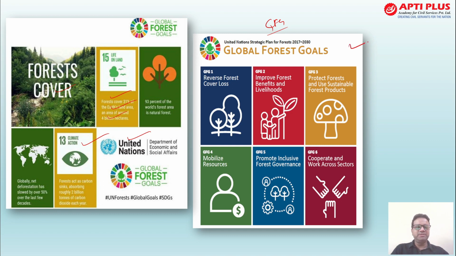Now for mains examination, mains perspective से आपको ये goals याद होने चाहिए so that you can write. The first goal is to reverse the forest cover loss. We need to reverse it with the possible efforts by the government. Second is to improve the forest benefits for livelihood. Third is to protect forests and use sustainable forest produce or products. Fourth is to mobilize the resources. Fifth is to promote inclusive forest governance. This has to be done with a bottom-up approach. हर एक लेवल पे इसे incorporate करने की जरूरत है. And last but not the least is the corporate and work access sector. So ये 6 important mandate है global forest goals के.